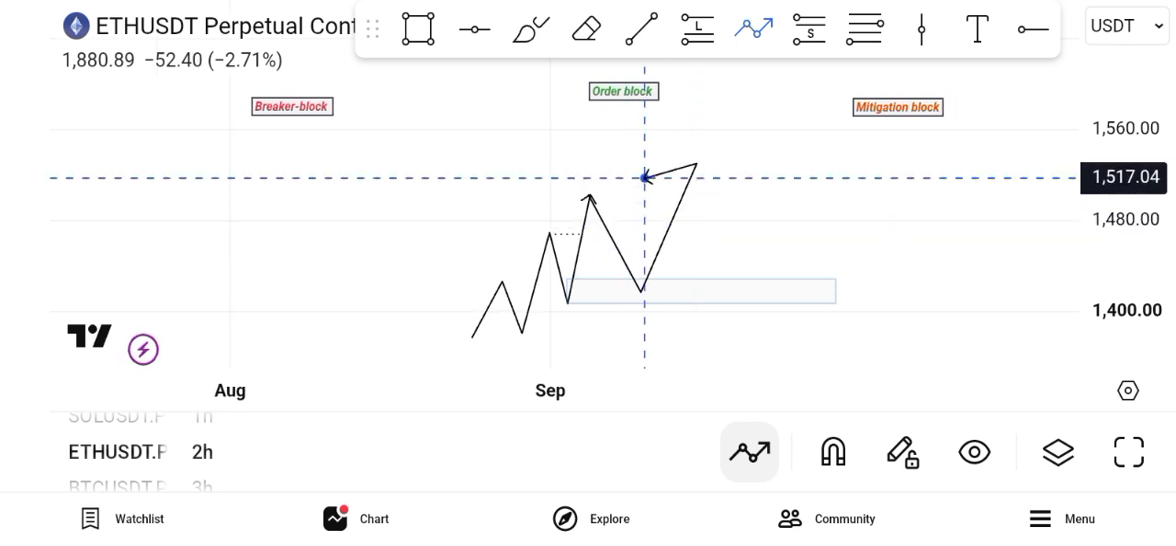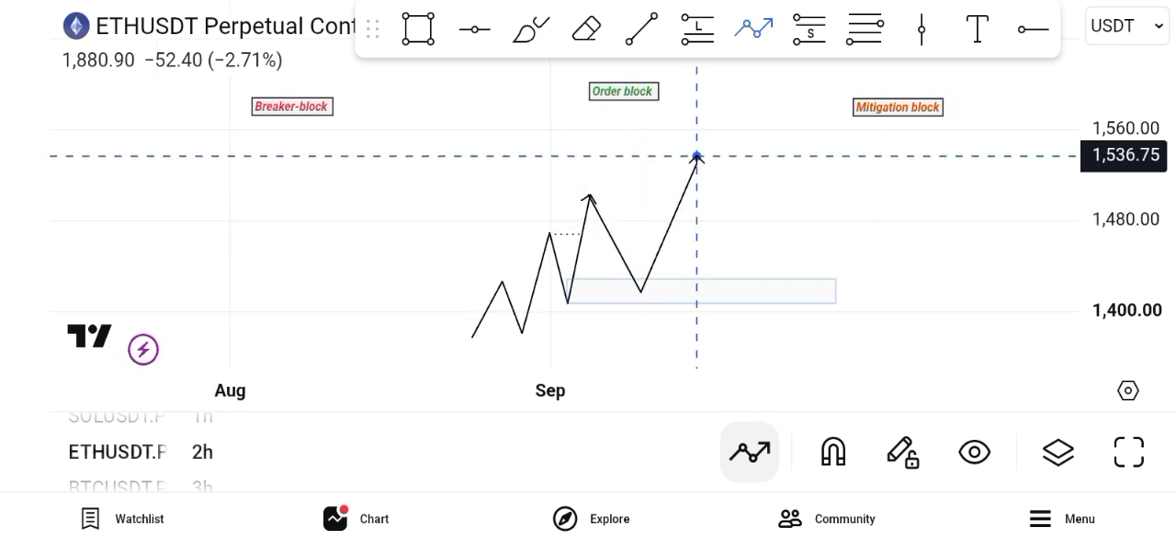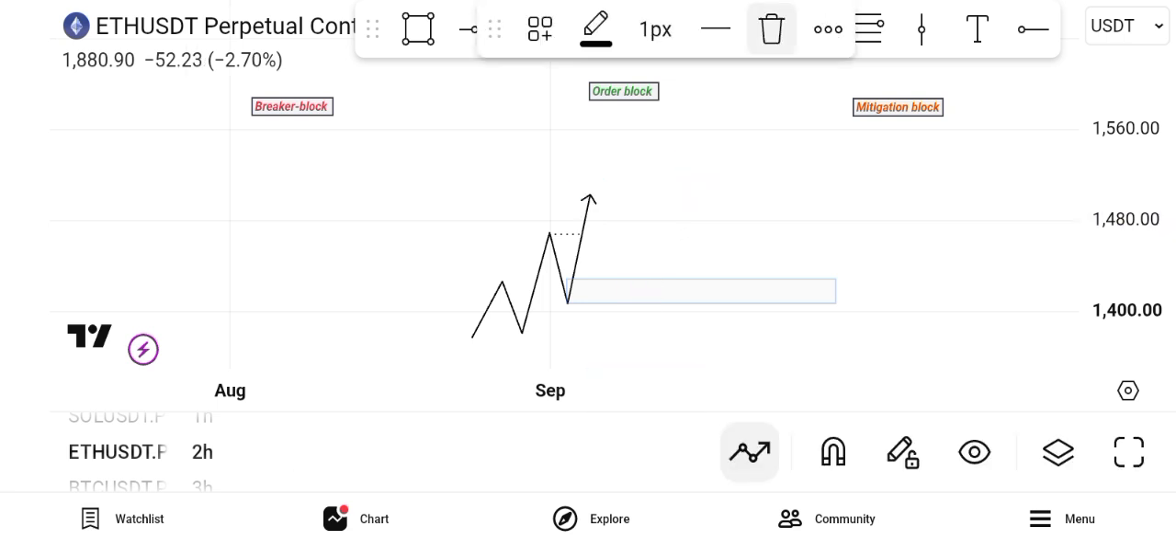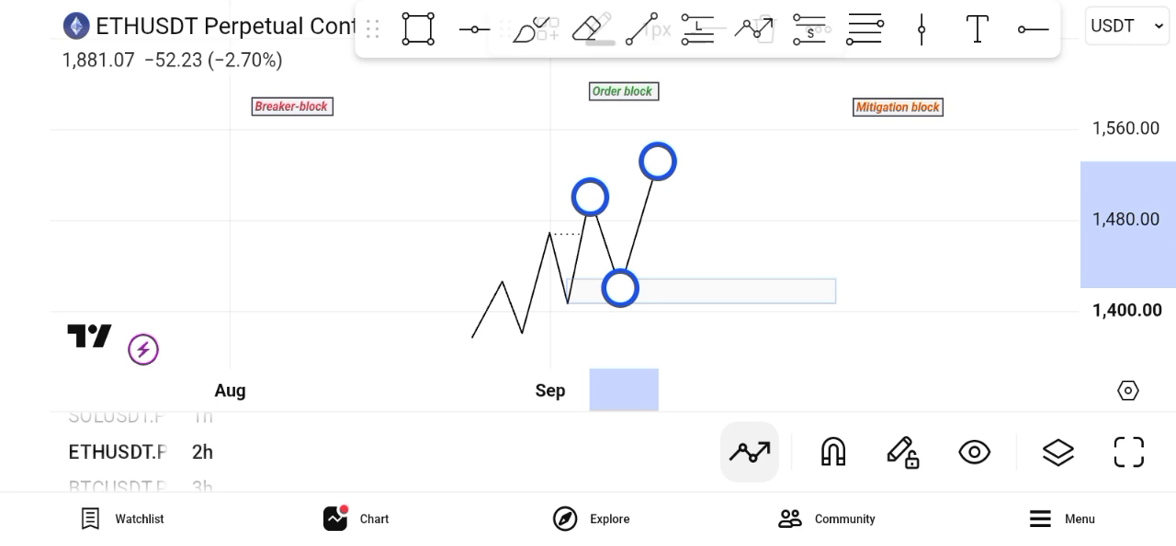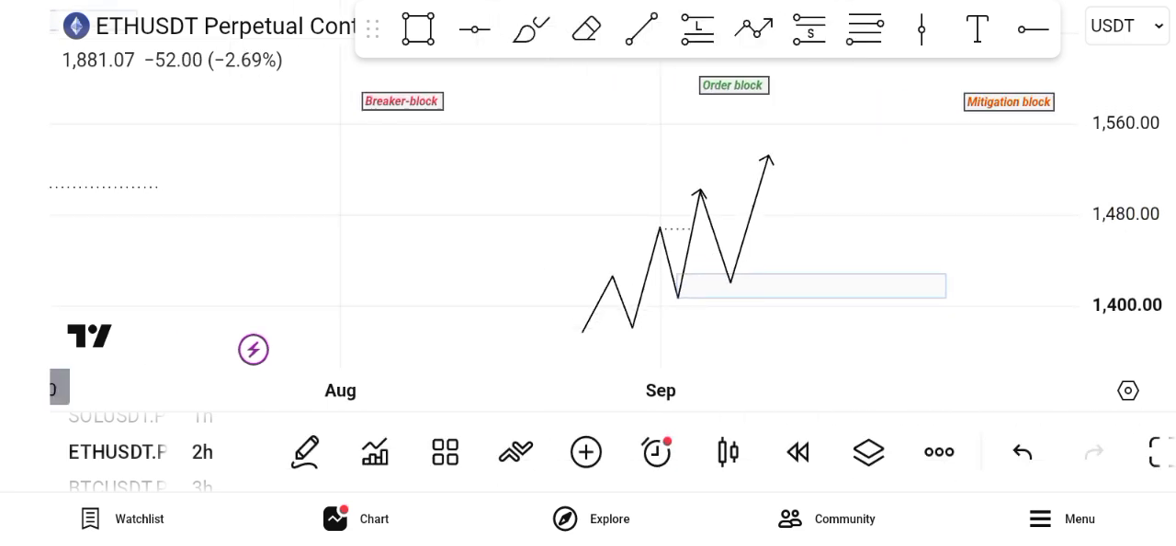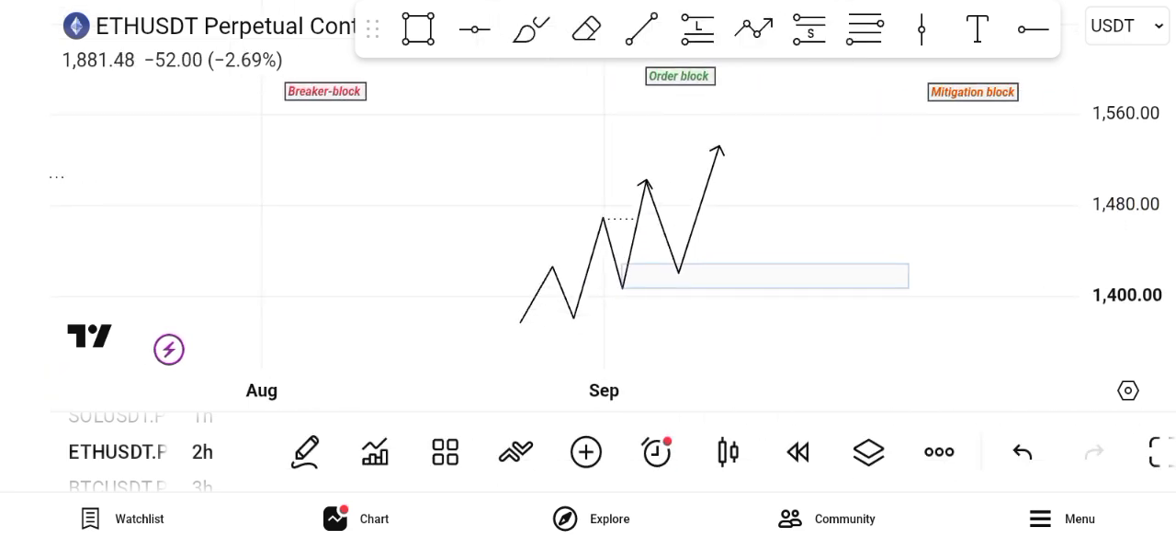So this is just how to understand an order block. I'm still going to show you how to properly mark them out on your chart. Now, the breaker block is quite different from the order block.